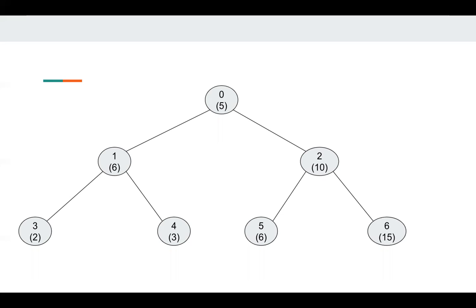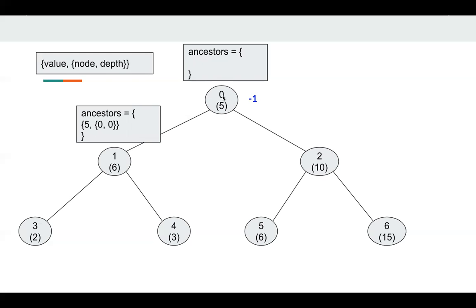Okay, let's see how to do it. So first, the DFS call starts with the root node. Then the ancestors list is empty, so it's -1 for the root node. Okay, then the root node calls its first child. Then we update ancestors. The ancestor is in this format: value, node, depth. So for this node, when it calls the first child, the ancestor's value is 5, the node number is 0, and the depth is 0. Okay, for this node, its value is 6. 6 and 5 are coprime. So we find the answer, which is node 0.